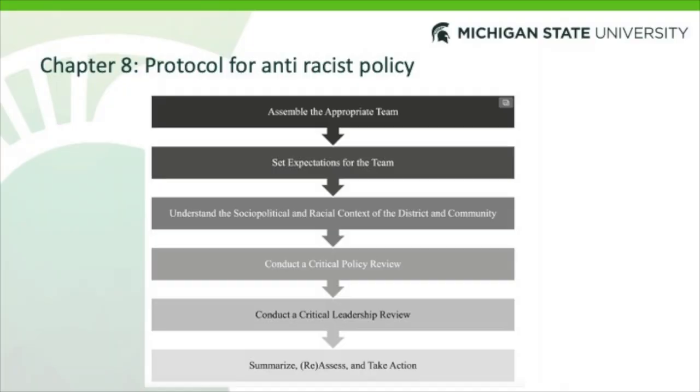Let me segue to the last chapter just very quickly. Although Diem and Welton talk about their protocol for anti-racist policy in this particular chapter, this is where they begin to say that what we're doing is echoing the logics of an equity audit, right? We're taking a step-by-step systematic analysis of how to make schools anti-racist. And they say it starts from the very beginning. It starts from who is sitting around the table.